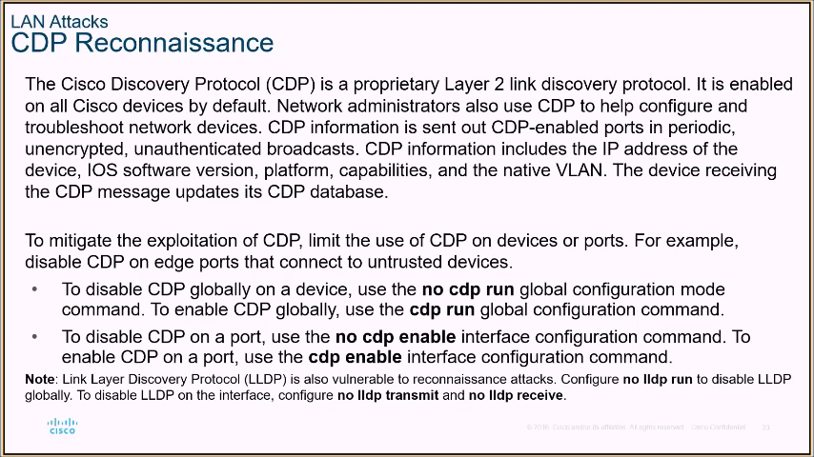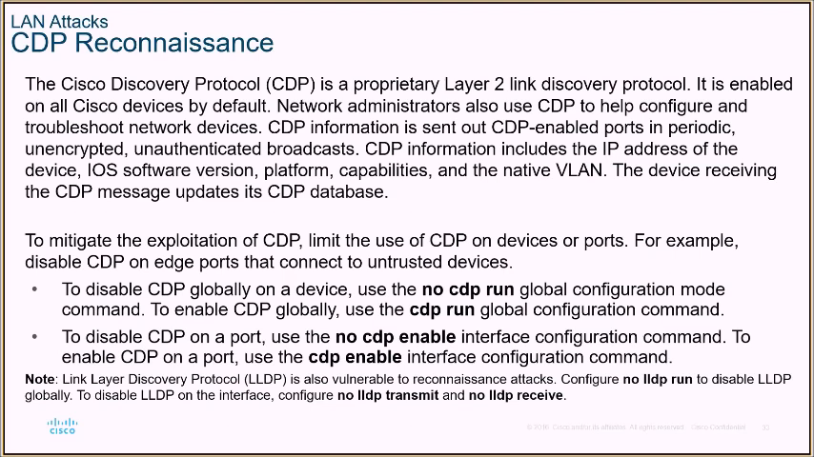The information includes the IP address of the device, IOS version, platform, capabilities, and native VLAN. The device receiving the CDP message updates its CDP database. To mitigate the exploitation of CDP, limit the use of CDP on devices or ports. For example, disable CDP on edge ports that are connected to untrusted devices.